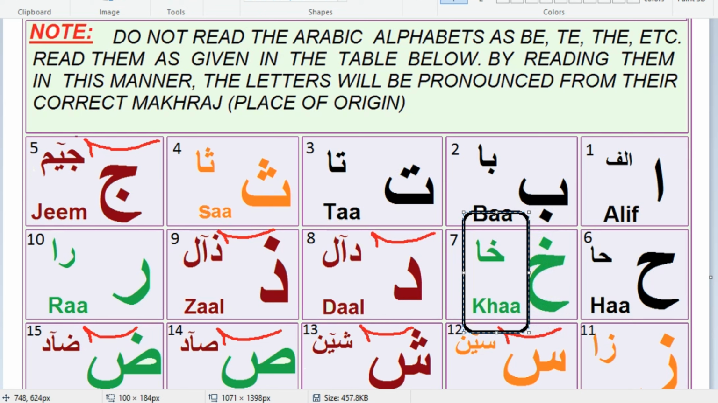Khaa, like ha. The sounding will be kha, like when you clear your throat. Read it boldly, okay? Bold, with a heavy voice. Kha. Again. Kha. Three times, please. Kha. Okay, good.